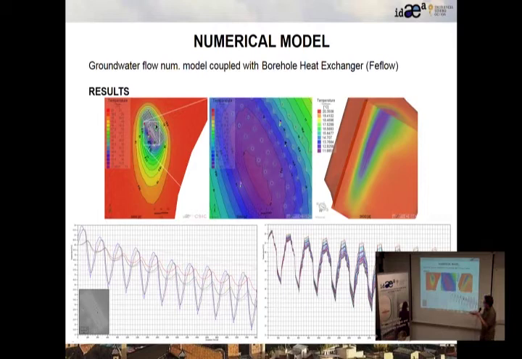And looking at the temperature along the years, we can see the distribution of this temperature goes low. So the efficiency of this system will be reduced along the years because of the interaction between each of these heat exchangers. As you can see in the profile, the long thermal plume is in the zone with more permeability, so this water flux increases the efficiency of the system, while if we go down, the thermal energy and the exchange of energy is more or less constant.